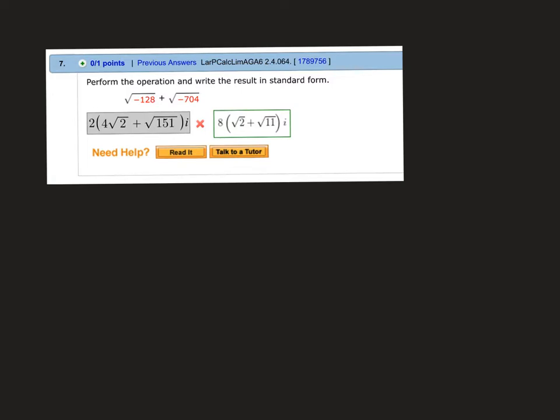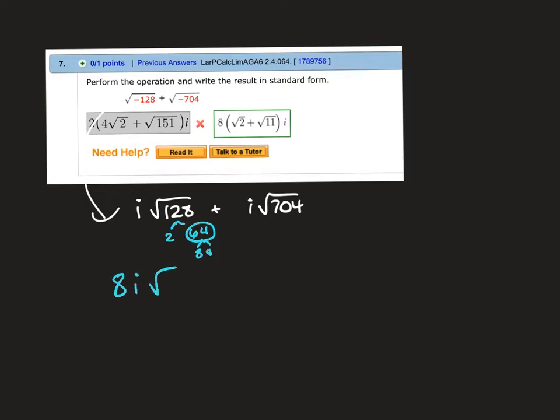The first thing you want to do is take out the i. So this is i root 128 plus i root 704. Sometimes it's easier just to see the perfect square and separate it out. Like, 64 is not so bad. This is 2 and 64, and 64 square rooted would be 8, so I can bring out the 8. Some of you are pretty good at doing that. But something like 704 is not as obvious.